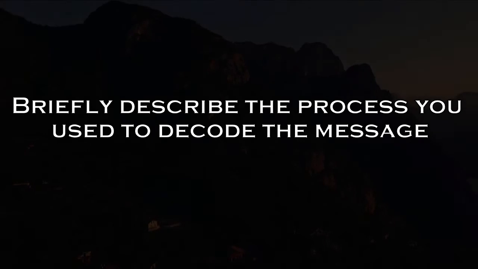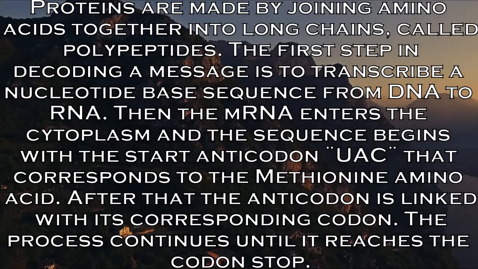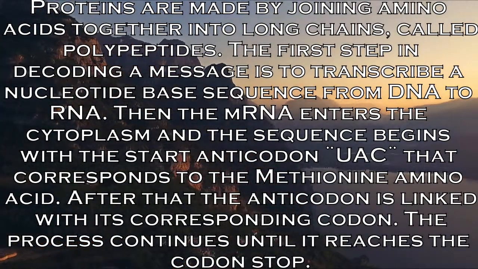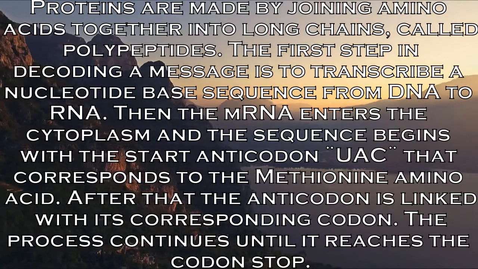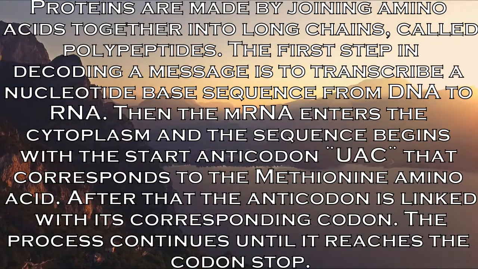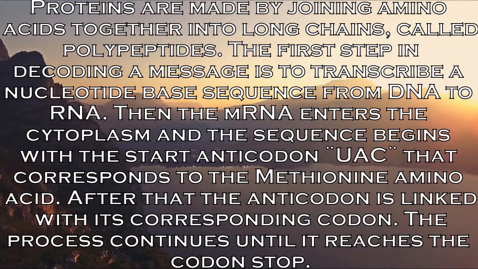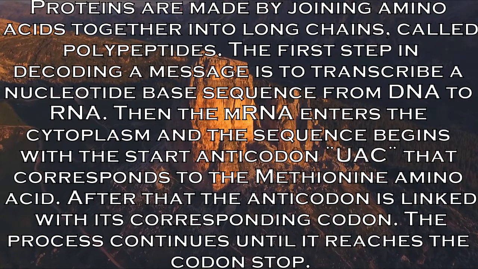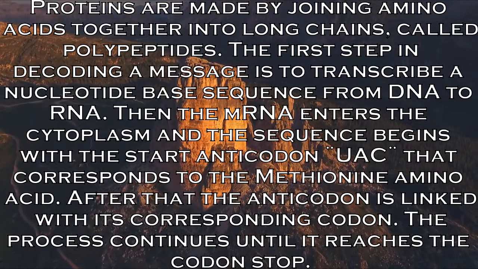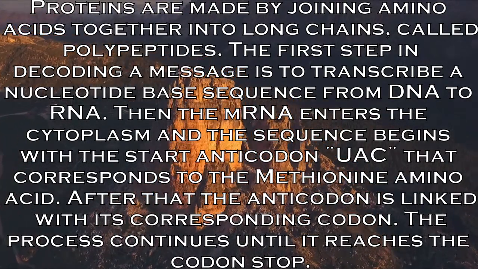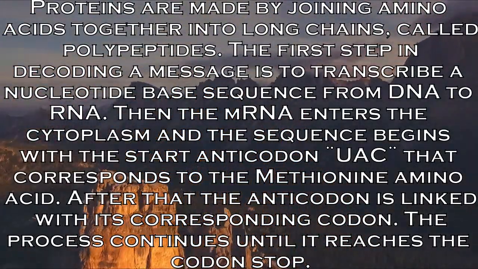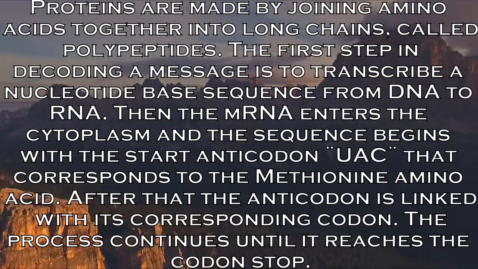Briefly describe the process you use to decode the messages. Proteins are made by joining amino acids together into long chains, called polypeptides. The first step in decoding a message is to transcribe a nucleotide-based sequence from DNA to RNA. Then, the mRNA enters the cytoplasm and the sequence begins with the start anticodon UAC that corresponds to the methionine amino acid. After that, the anticodon is linked with its corresponding codon. The process continues until it reaches the stop codon.